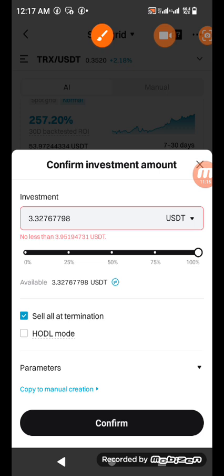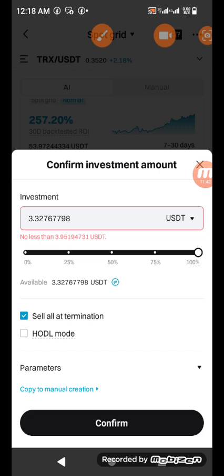Now, what you are seeing here, when you have sell all at termination, what does that mean? Remember, this is TRX by USDT. You understand? It simply means I'm using my USDT to buy. The bot is helping me to buy TRX, to sell. It buys cheaper, it sells higher. That's what it's going to be doing, all that.